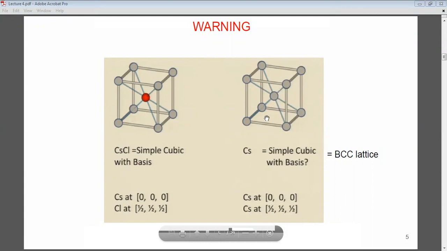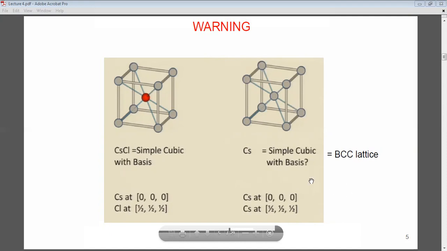Either we say cesium is BCC, and in this case, we don't say there is a basis or anything. We just say cesium is BCC. This means it's a cubic lattice where there is cesium in all the 8 corners and 1 cesium in the middle. Okay, so this is one way to say it.